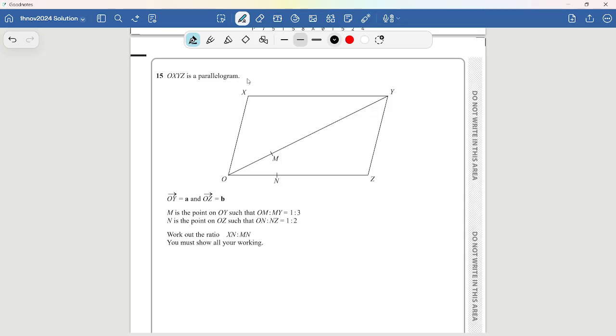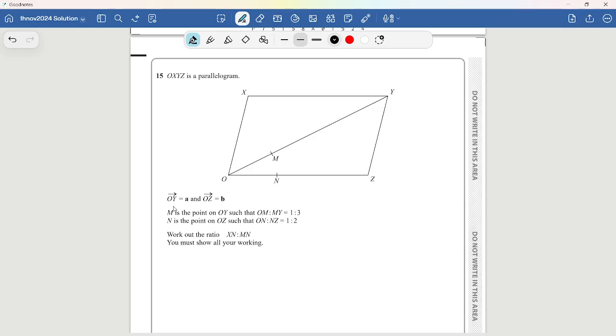OXYZ is a parallelogram. OY, that is O to Y, is A and O to Z is B. M is a point on OY such that the ratio of OM to MY is 1 to 3. N is a point on OZ such that the ratio of ON to NZ is 1 to 2. Work out the ratio XN to MN.